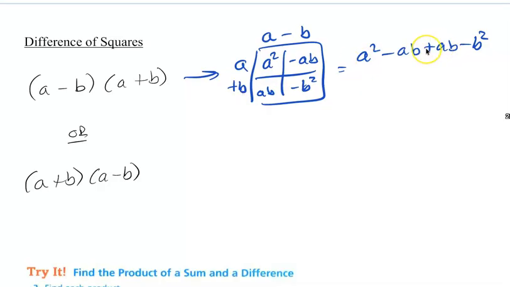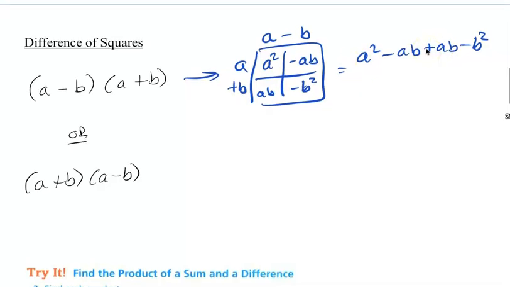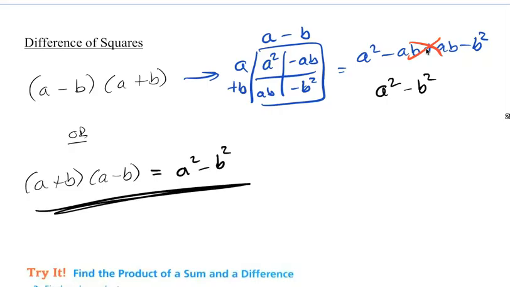And what do you notice? The middle terms cancel out. I'm left with just a squared minus b squared. And that's why this one's so helpful, because it makes it shorter. If you have the same thing, right, a plus b and a minus b, again, it doesn't matter which order, the middle terms are going to cancel out. You're just going to get the first term squared minus the second term squared.